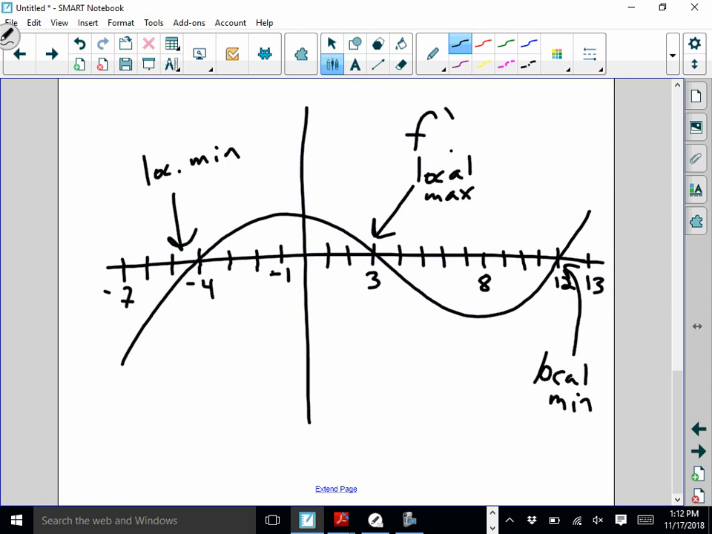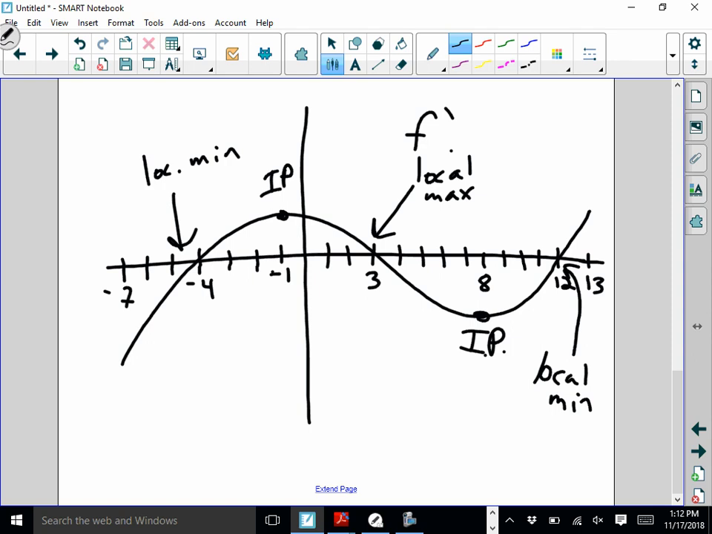How about inflection points? Well, that's when f prime switches from increasing to decreasing. That happens right here. Inflection point. And here, inflection point. So those are the places where f prime switches from increasing to decreasing or vice versa. Do I have any critical points that are neither? No, because I don't have any zeros where we didn't actually cross the line.